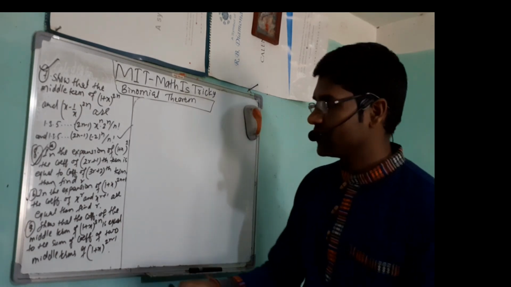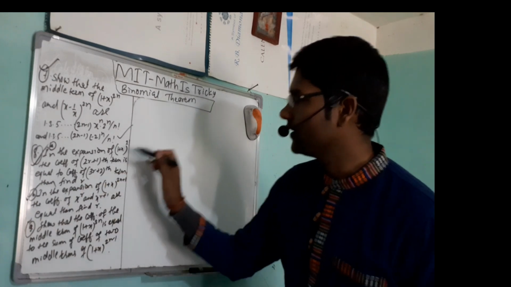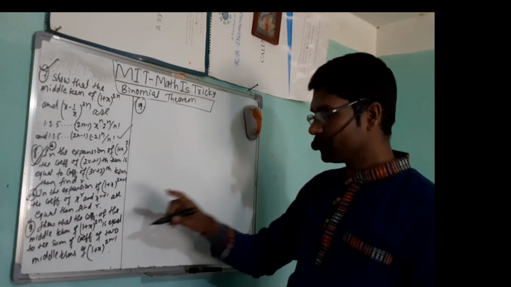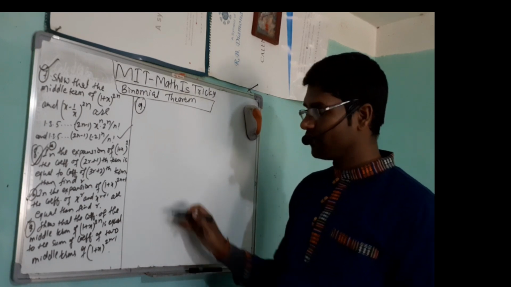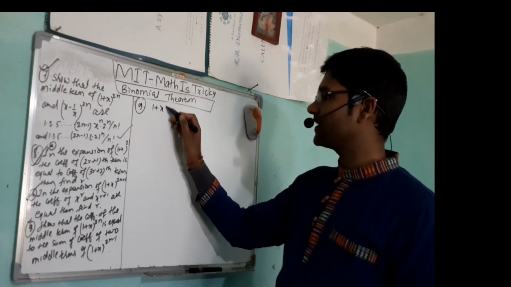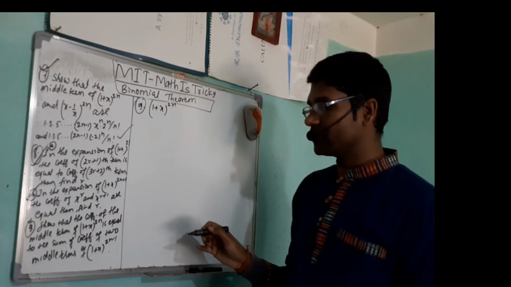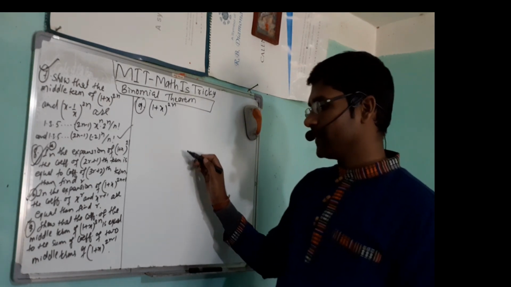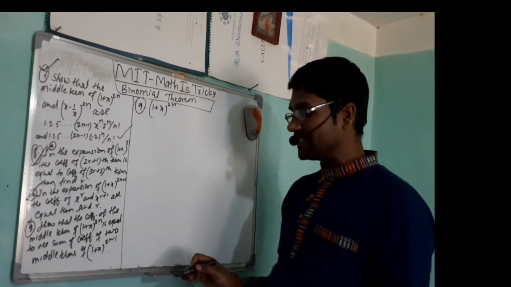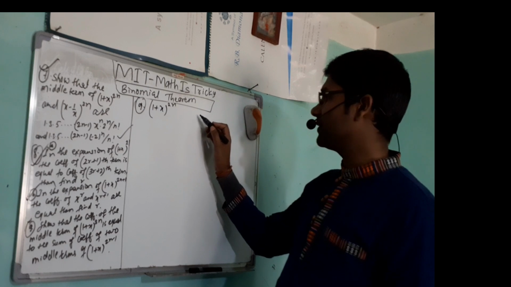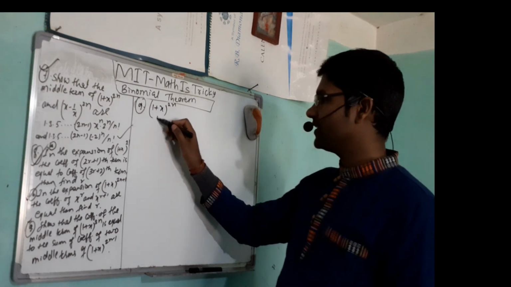So let's move to question number 9. Question number 9 is here. Show that the coefficient of the middle term of (1 + x)^(2n) is equal to the sum of the coefficients of the two middle terms of (1 + x)^(2n-1). So let's find the middle term of this.